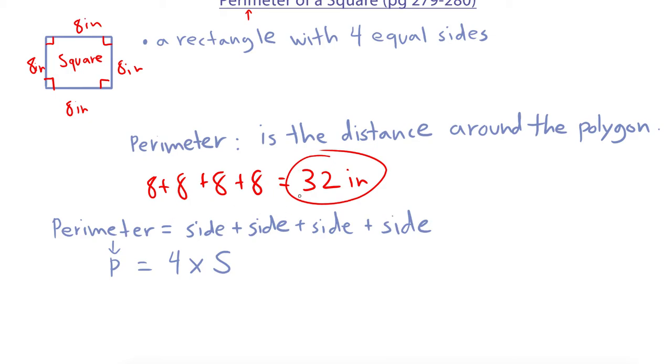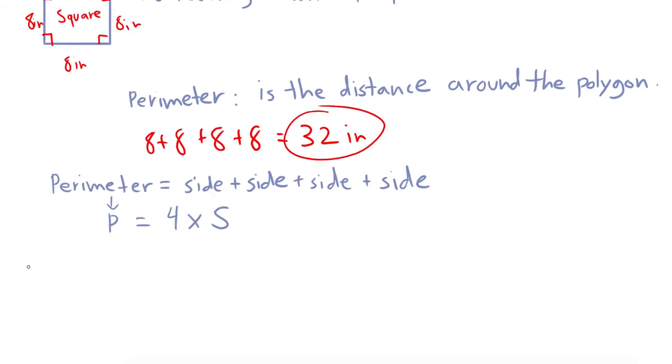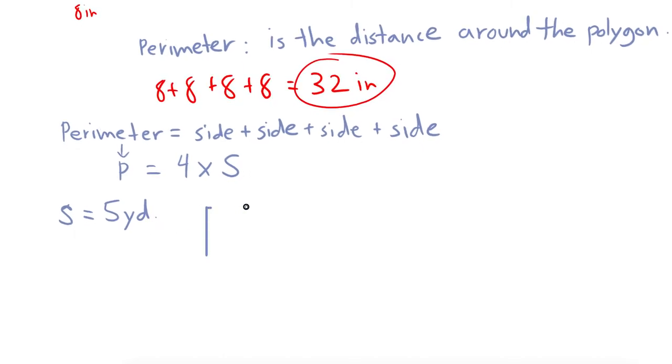So in your math question today, you're gonna find questions that look like this. It's just gonna have S equals 5 yards. Okay, that's all it's gonna tell you. S equals 5 yards, and it's gonna say this is a square. Well, we know that if I know one side equals 5 yards, I can automatically assume that the other sides are also 5 yards.